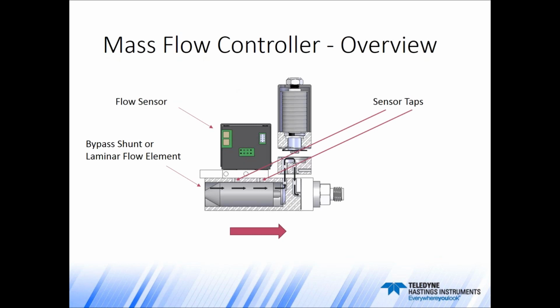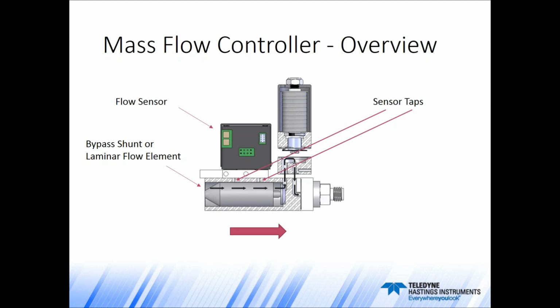The next thing we're going to talk about is the bypass shunt or laminar flow element. MFCs are designed such that most of the flow passes through the shunt. Only a fraction of the flow actually goes up through the flow sensor. So what I've shown in this image is the location of the sensor taps or ports to the flow sensor. Now as flow travels down the shunt, there's a pressure drop developed across the flow sensor, which in turn forces gas through the sensor's capillary tube.